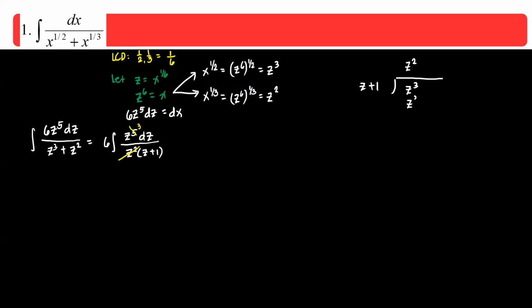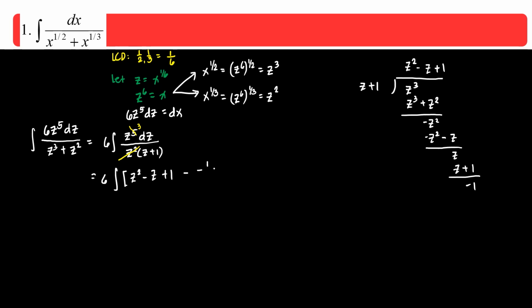That's z squared. That's minus z squared. You can still divide. So minus z squared minus z. Bring this down, change the signs, and then you can still divide. Z plus 1, you change the sign. So what's left is -1 at the bottom. So here, I could say that this one can be rewritten as z squared minus z plus 1 minus 1 over z plus 1.